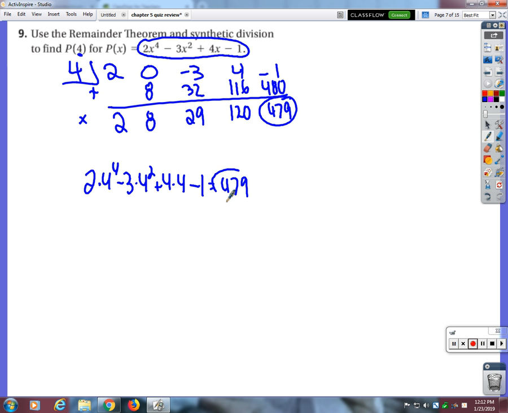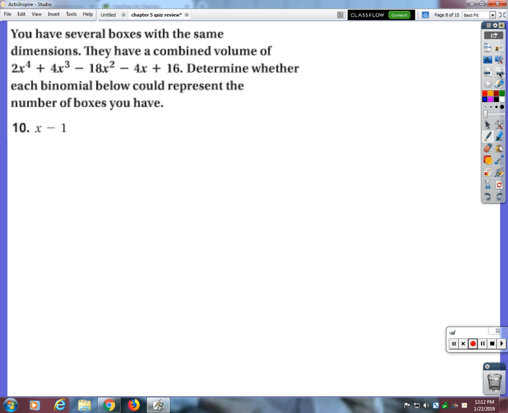479. Correct. Yeah. That is going to actually be on the test. Okay. All right, next one.